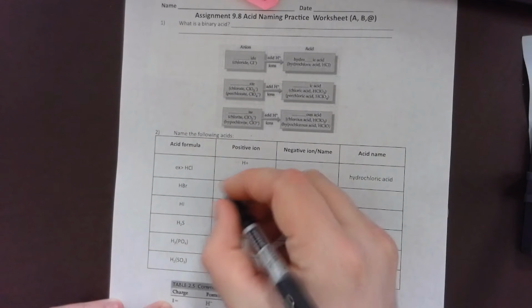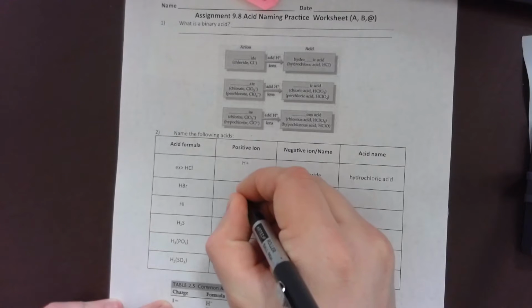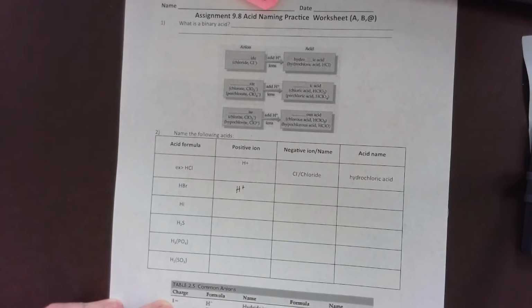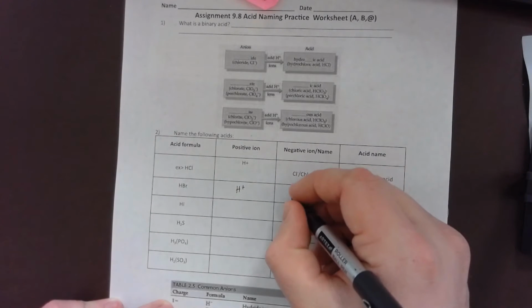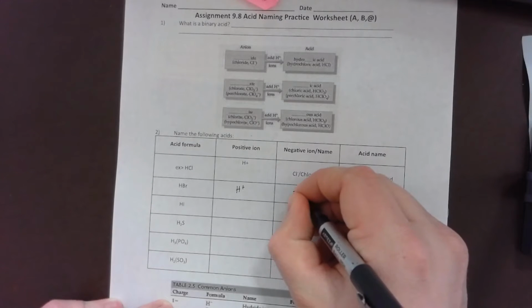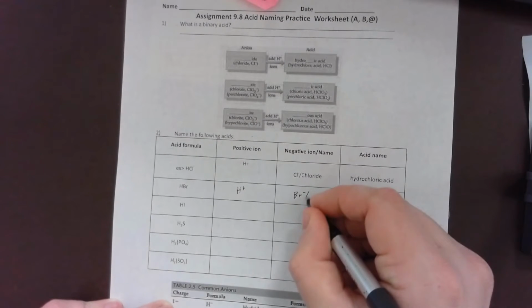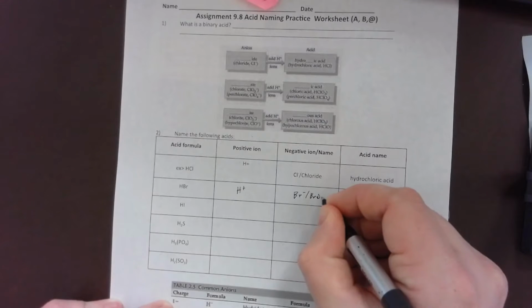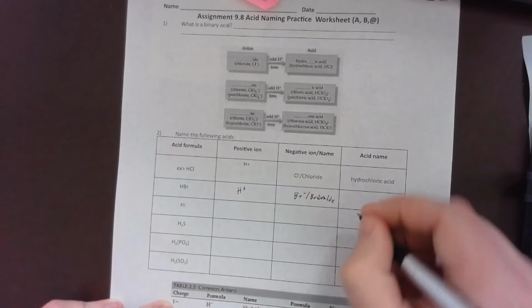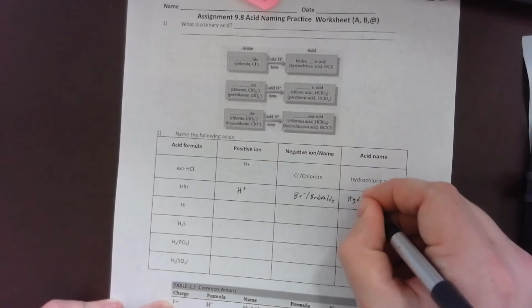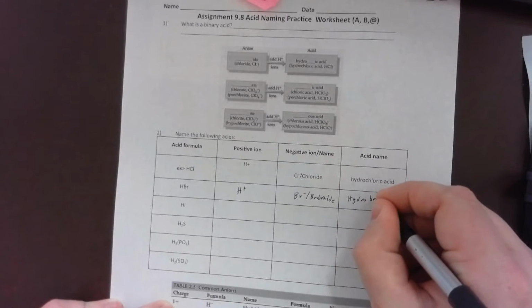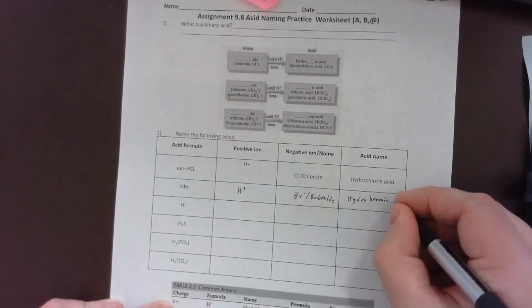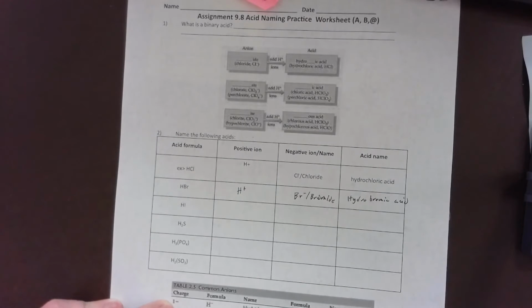So if we look at the first one, it's a binary. We look at the ion, which is H plus, so we know it's going to be an acid. The negative ion is going to be Br minus, so we know bromide. That means it ends in ide, so it has to be hydrobromic acid. That's where we're going with this one.